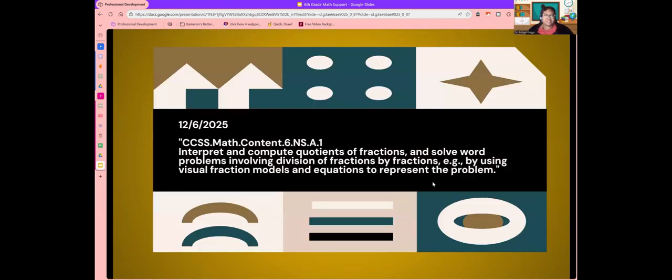Our first objective is interpret and compute quotients of fractions and solve word problems involving division of fractions by fractions, for example, by using visual fraction models and equations to represent the problem. So pretty much we'll be working on dividing a fraction by a fraction. So let's look at an example problem.